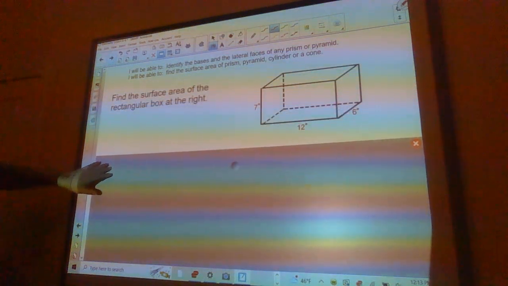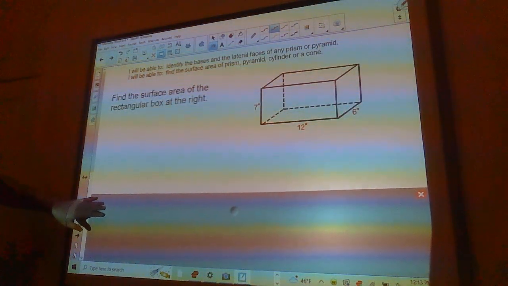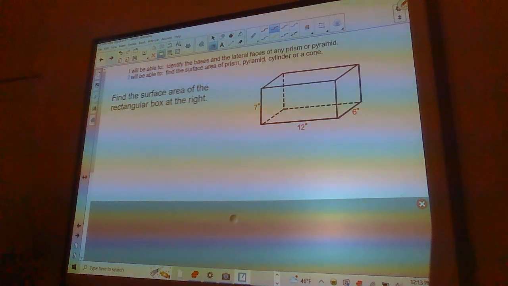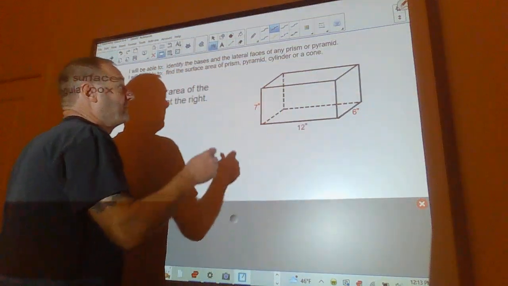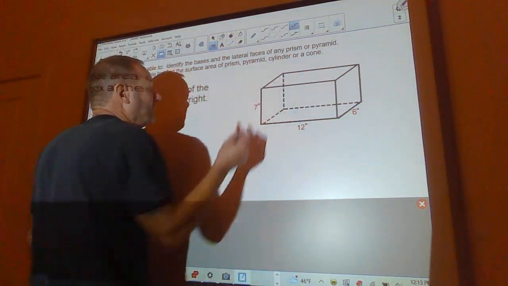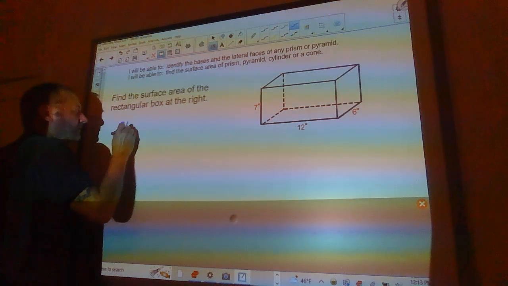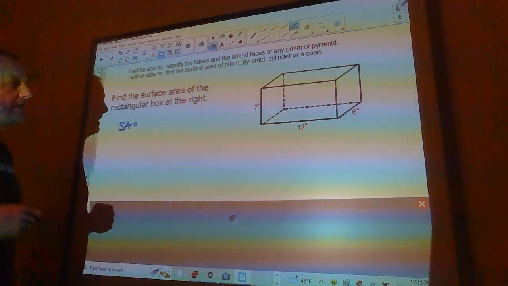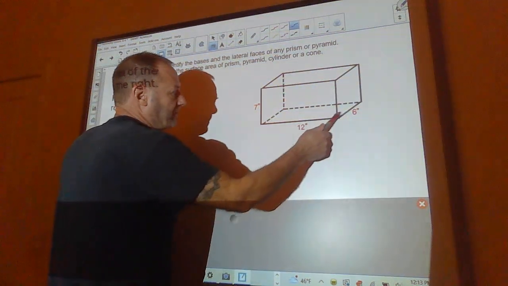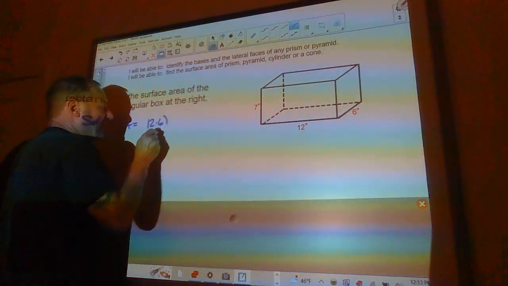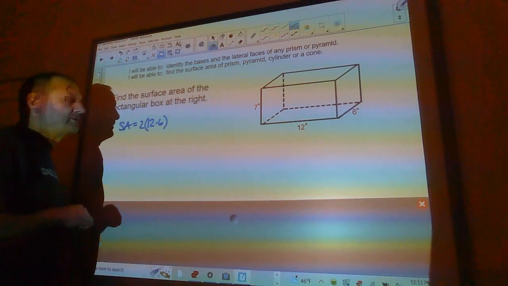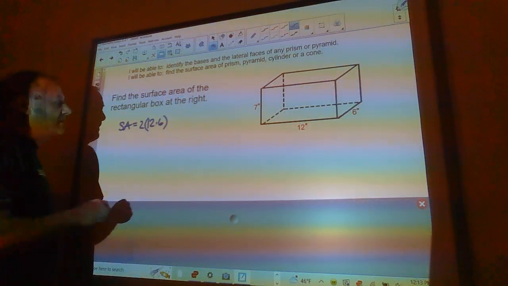So, find the surface area of the rectangular box. Surface area means we're going to find all the faces and add together the areas of all the faces. The bottom is going to be a 12 by 6 rectangle, so it's going to be 12 times 6. And the top is identical, so I'm going to multiply that by 2.